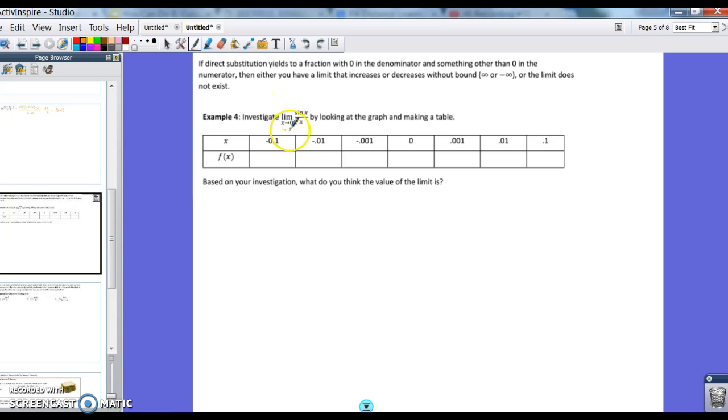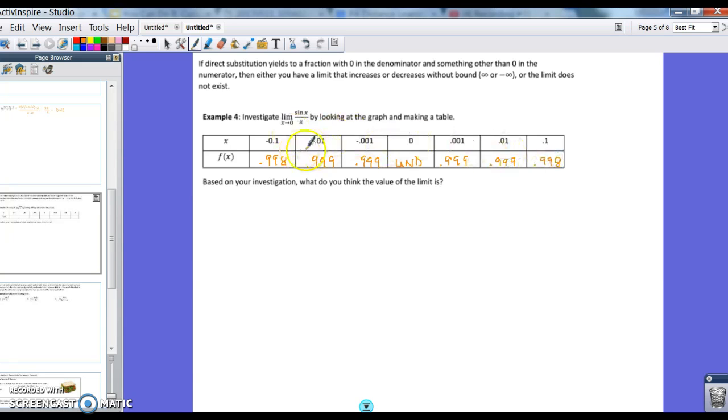We're investigating this very special case, and just in the interest of time, I'm going to go ahead and fill this table out for you. If you want to pause the video and put this in your calculator and see the table for yourself, you can. But in the interest of time, I'm going to just fill it in for you. Okay, so when I have the limit as x goes to 0 of sine x over x, I end up with this.